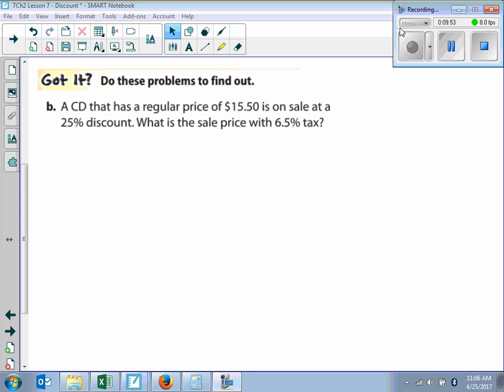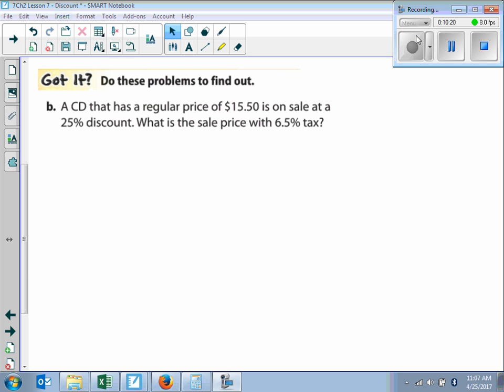All right, so a CD that has a regular price of $15.50 is on sale at a 25% discount. What is the sale price with a 6.5% tax? Now, would you like to do method 1 or method 2? So method 1, we're going to find the discount and then subtract it from the regular amount, right?